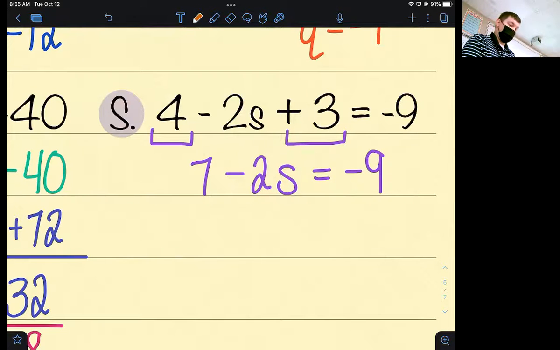So 7, we want to get rid of the 7. There isn't a sign in front of the 7. There's a sign behind it, but that doesn't matter. There's no sign in front of the 7, so we know it's positive. The opposite of positive 7? Negative 7. So I'm going to put minus 7 on both sides.